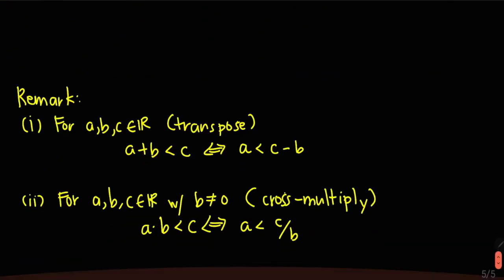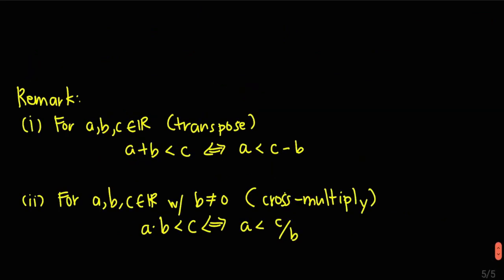Again, I'm leaving as an exercise the shortcut that we used a while ago, the transposition. What does that mean? If I have A plus B less than C, then I can transpose B on the other side. So that's equal to A is less than C minus B. Similarly, for multiplication, if B is not equal to 0 and we have AB is less than C, then I can divide everything by B. So I have C over B. So I'm leaving it again as an exercise to show that these two properties are true.